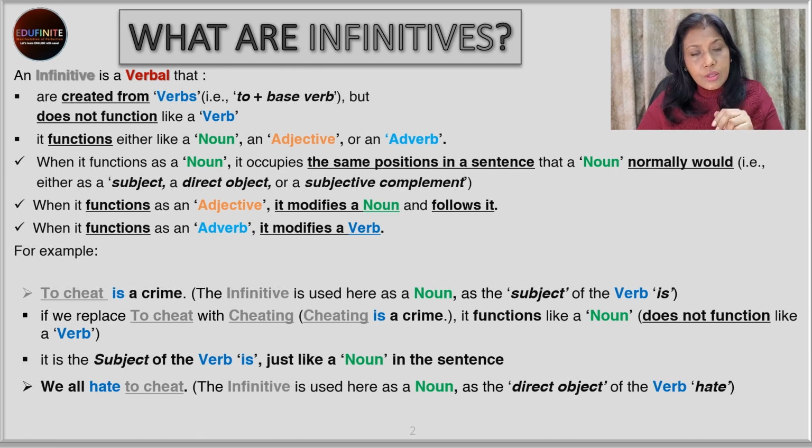Next, let's look into the other sentence. We all hate to cheat. Again, to cheat, very identifiable. That's the infinitive. And now here, what is the function of the infinitive?